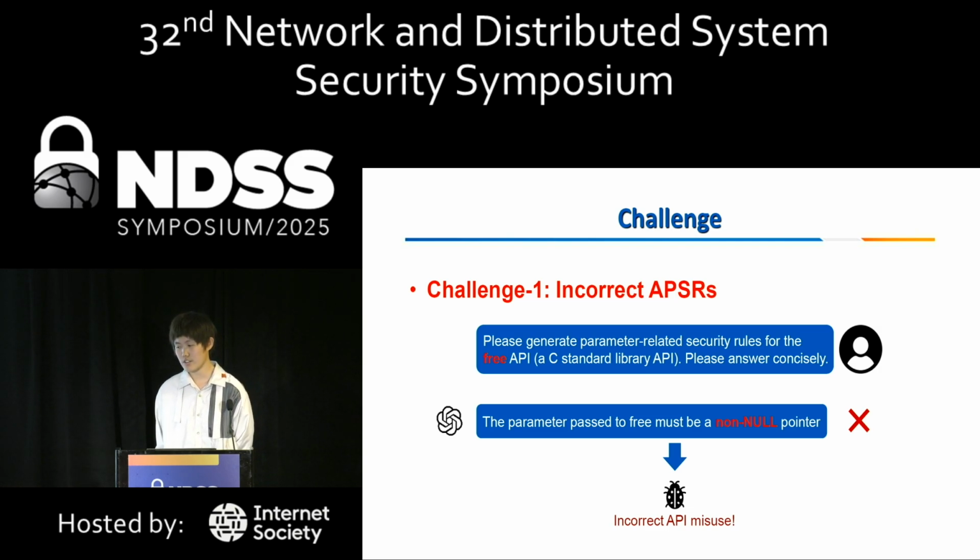The first challenge is that the LLM may generate incorrect APSRs, leading to incorrect misuse detection. For example, when we instruct the LLM to generate APSRs for the free API, it may answer, the parameter must not be null. However, passing a null pointer to the free API won't cause security issues. If we directly use this APSR to detect violations, it may cause many false positives.